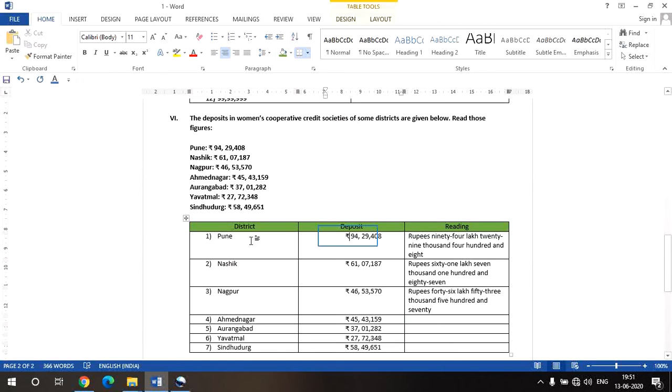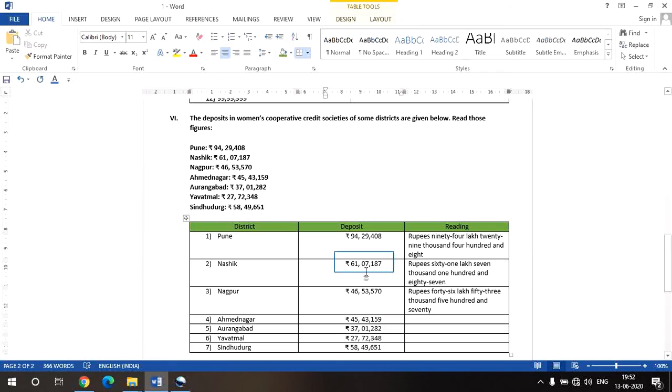The first one, Pune. We have 94,29,408. We write this as rupees. Don't forget to add rupees 94,29,408. The second one, Nashik. Nashik has deposited, here we have deposited rupees 61,07,187.